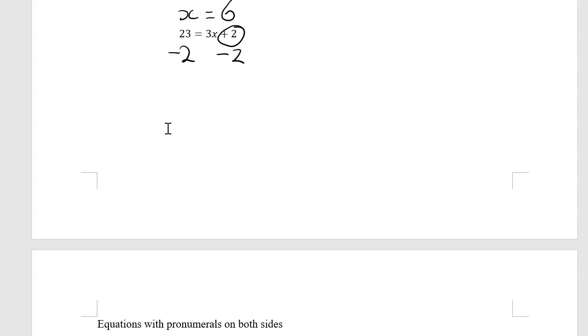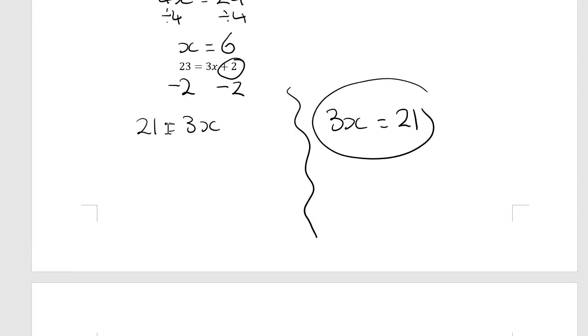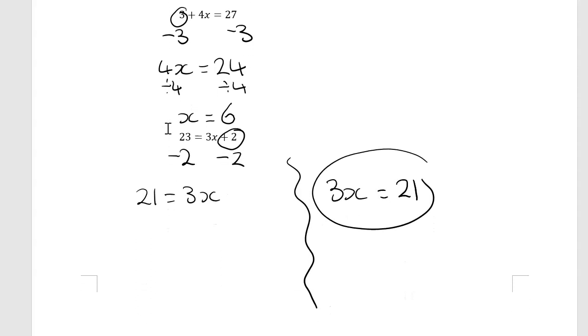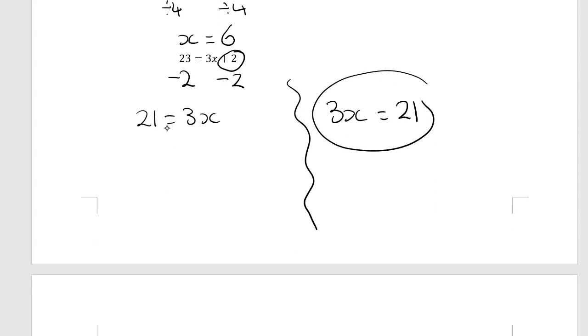Now you can either rearrange it or stick with it in this order, whichever you prefer. I'll show you both, alright? So the way you could do it that's sticking like this is you would write 21 equals 3x. Or you could write 3x equals 21. Now, by doing it this way, you're replicating the styles we've done it in above. However, it's totally up to you.